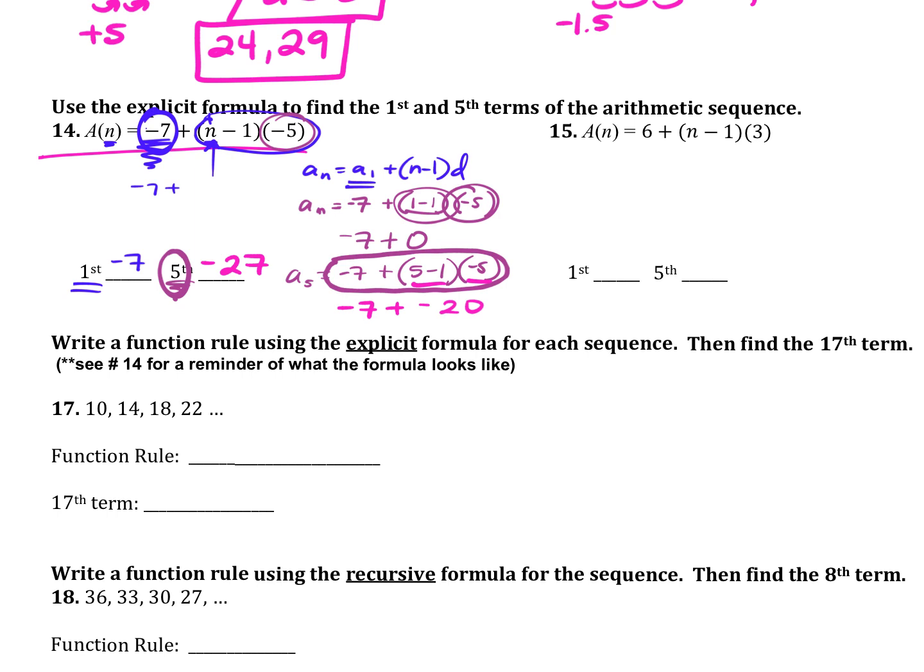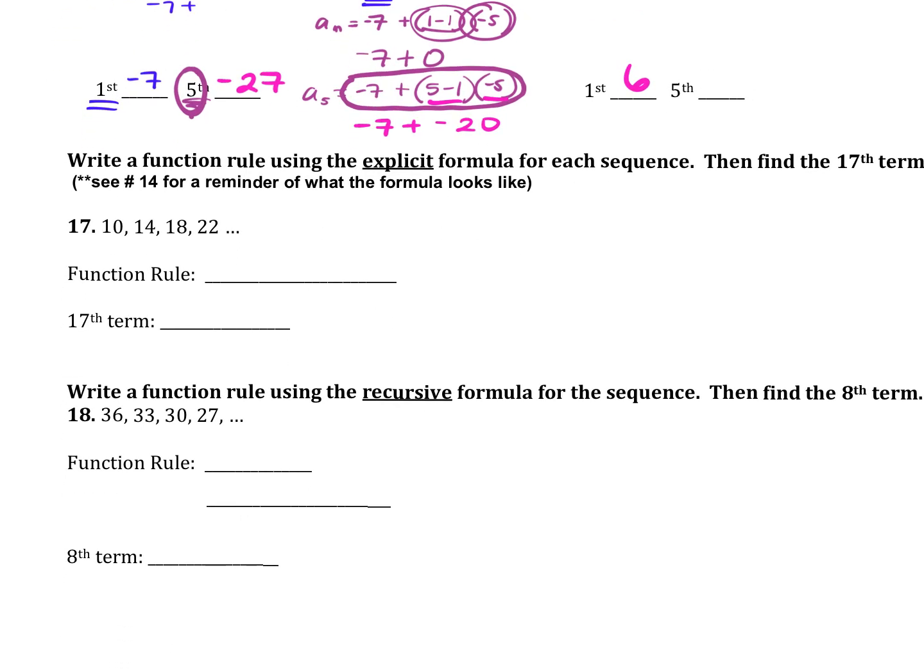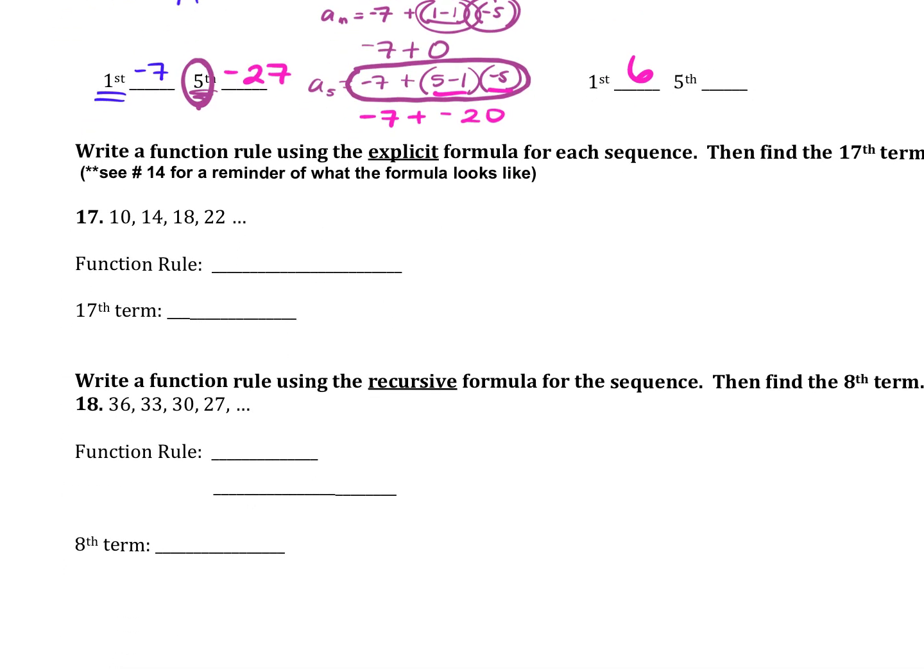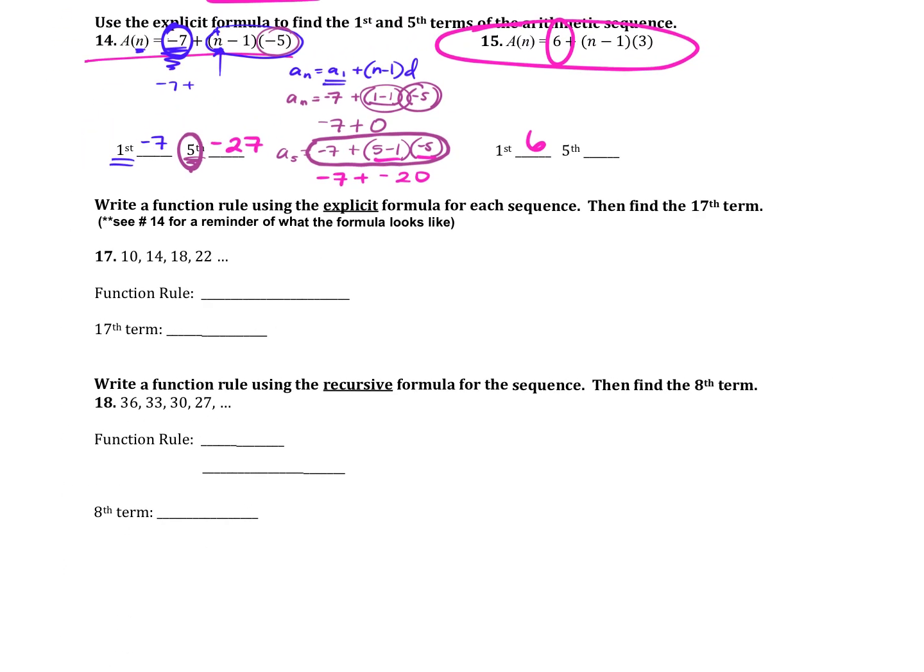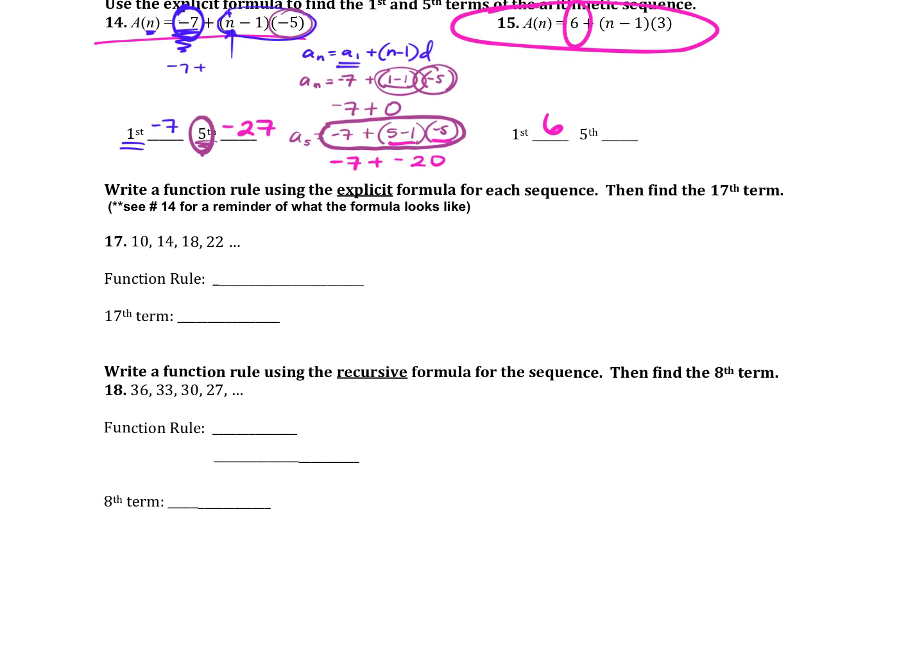Okay, look at this. Number 15. What's your first term? 6. It is 6. To find the fifth, you would plug in a 5. We're not going to do that right now because I want to make sure we have enough time to take the test. All right. Number 17 says write a function rule using the explicit formula for each sequence. Then find the 17th term. We didn't work on my calculator. Remind me at the end and I'll talk you through it. We're going to finish this and then I'll go back to that with just you.